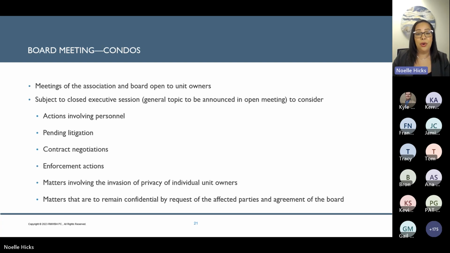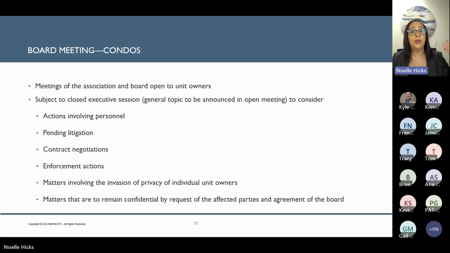So these last two are a little bit different from what's in Chapter 209, but that's why it's important for us to understand the nuances and the differences and similarities between Chapter 209 and Chapter 82, because they are very different, very much their own individual animals. And so we have to make sure that we understand, specific to the community that we're dealing with, what the requirements from the property code really are.